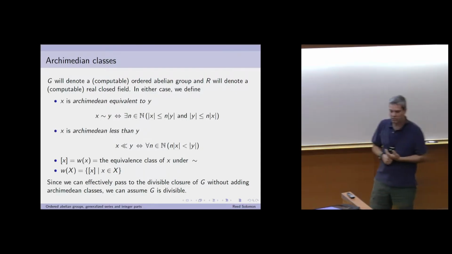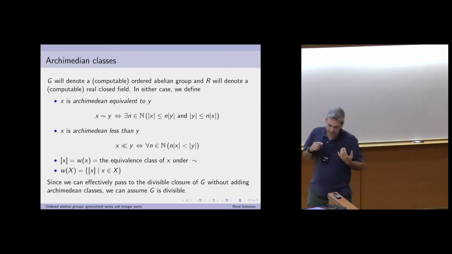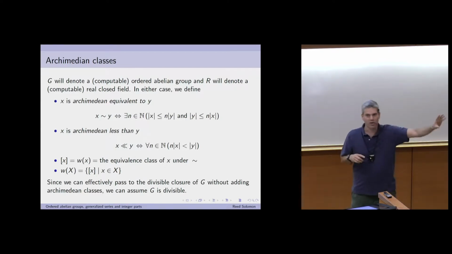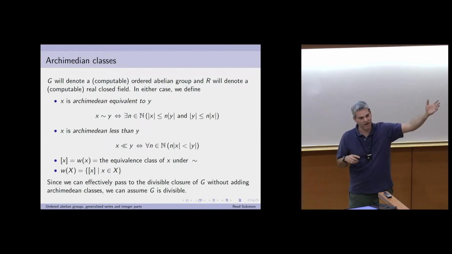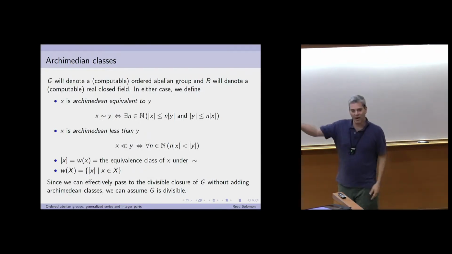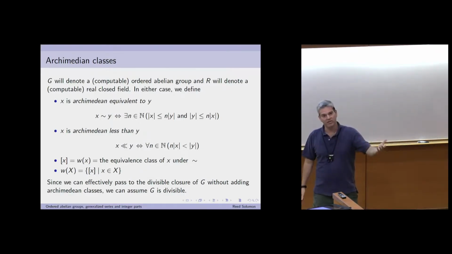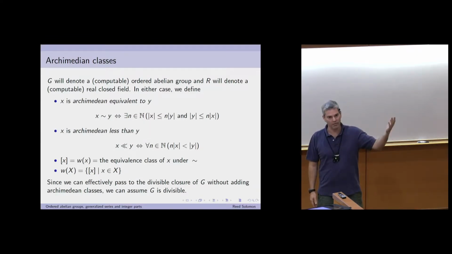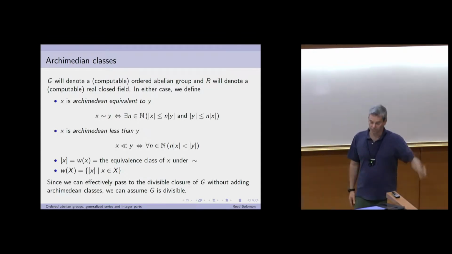And the last thing I wanted to point out as I get started: since we can effectively pass from an ordered abelian group to its divisible closure without changing the Archimedean classes or anything, it doesn't hurt throughout all this to assume that the group is divisible. You don't need that for Hahn's theorem and the things I'm going to talk about, but it doesn't hurt. But just to point out, with the fields, it is important that these are real closed. In general, the existence of things like integer parts doesn't hold for all fields. You do need this closure property there.